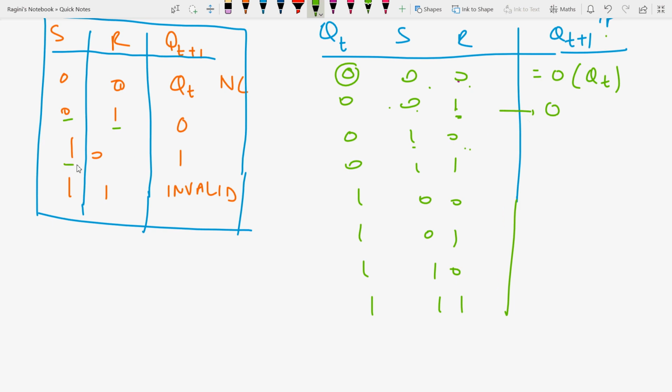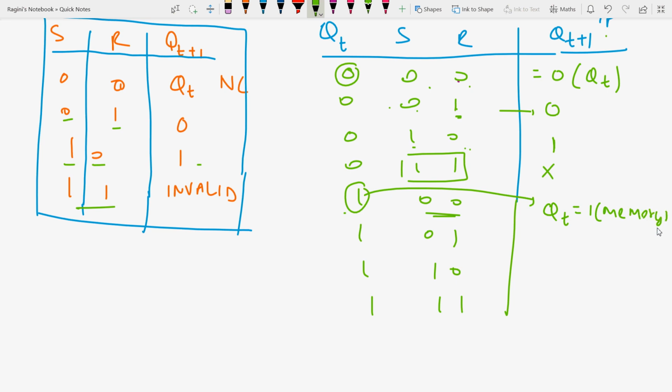And now when S is 1, R equal to 0, then Qt plus 1 will be 1, right? Now when 1, 1 is there, so what will happen? S and R both are 1, then it will be an invalid condition, that means cross. Again when this Qt is 1 and again 0, 0 are the inputs to S and R, so what will happen? Thus Qt plus 1 will be depending upon this Qt only, that is it will be equal to 1. That means the memory that was stored in Qt will come to Qt plus 1.